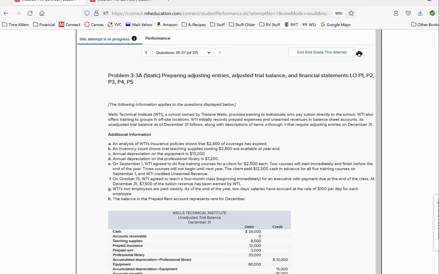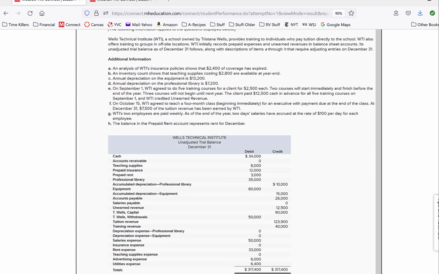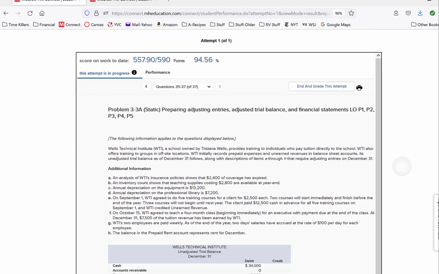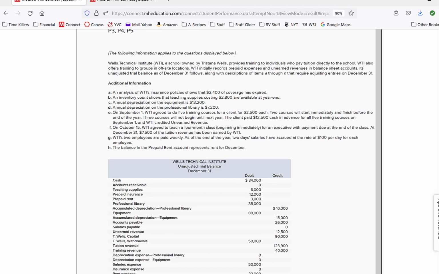Okay, now we're going to look at this last problem. This is like 35, 36, and 37, I think. Yeah, 35 through 37. So it gives you this information, right? And it kind of cuts it off on the side, but I hope you can see what we're talking about. You can follow it on yours. This is from your homework. So it gives us all the information.